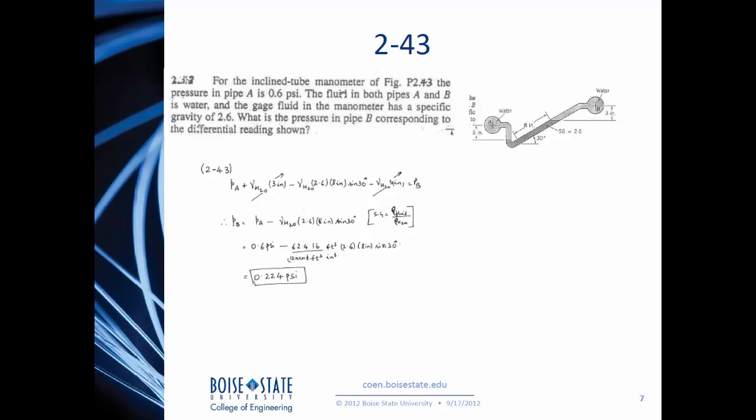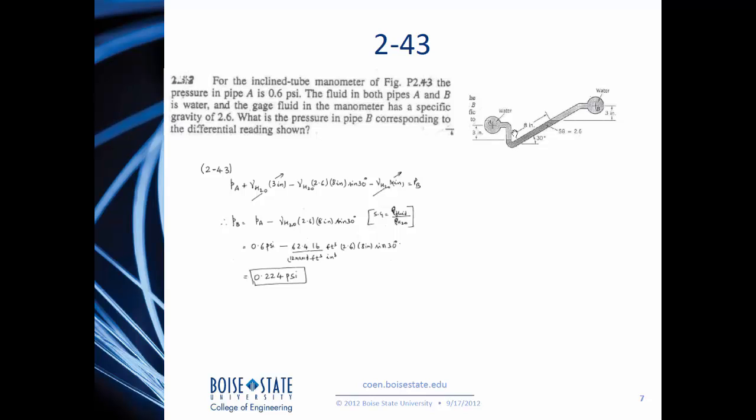In this problem, we have an inclined tube manometer where the pressure in pipe A is 0.6 psi and the fluid in both pipes A and B is water. And the gauge fluid in the manometer has a specific gravity of 2.6. Remember, specific gravity is defined as the density of the fluid over the density of the water. You're asked to find the pressure in pipe B corresponding to this differential reading.